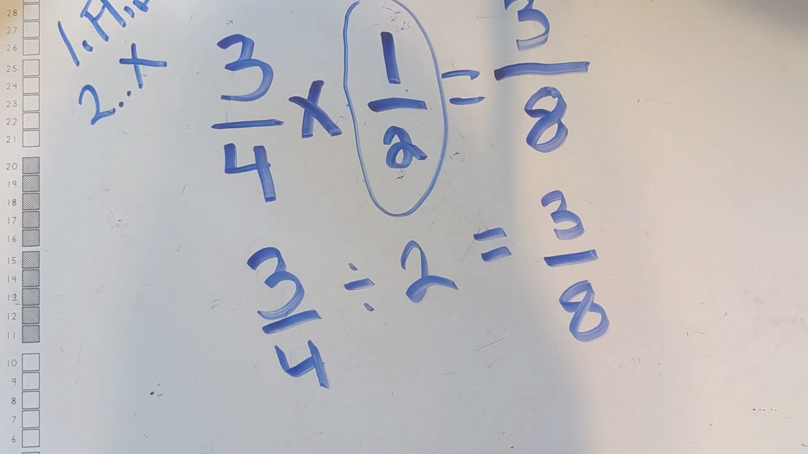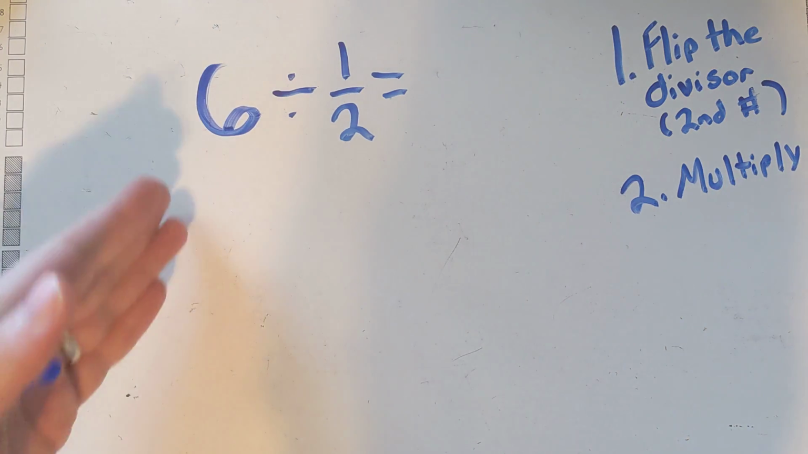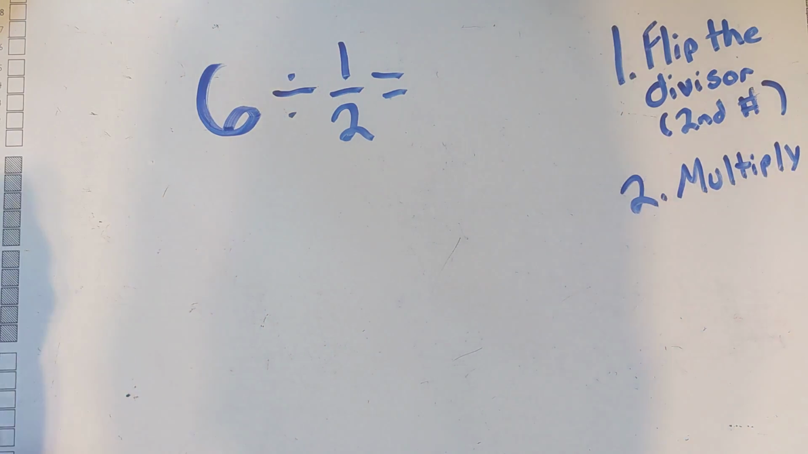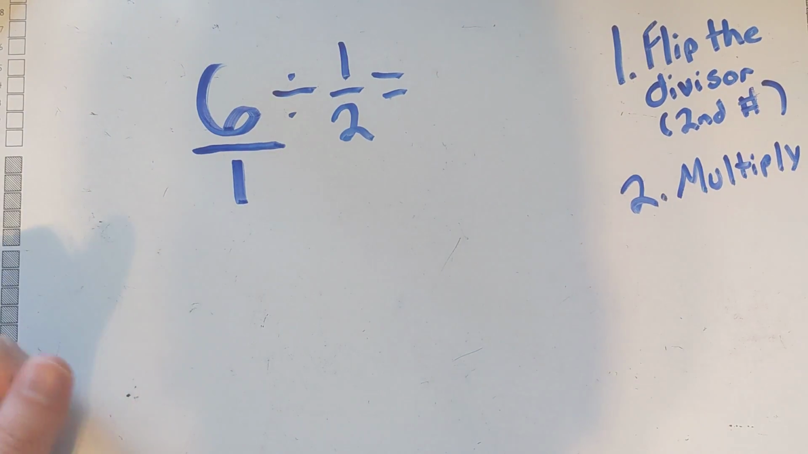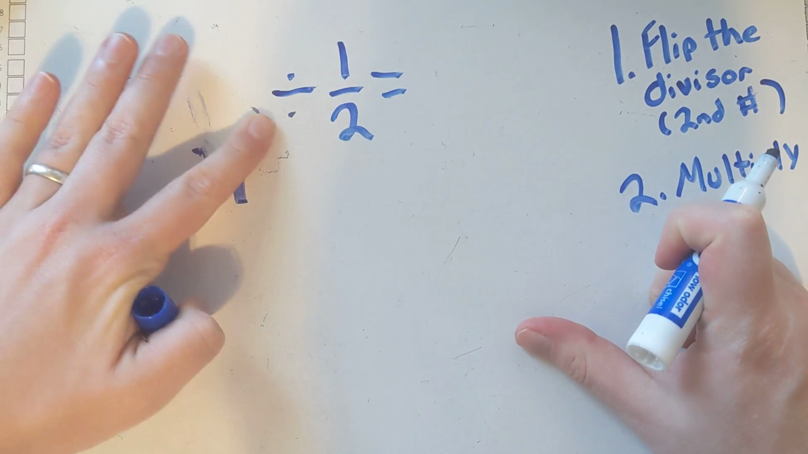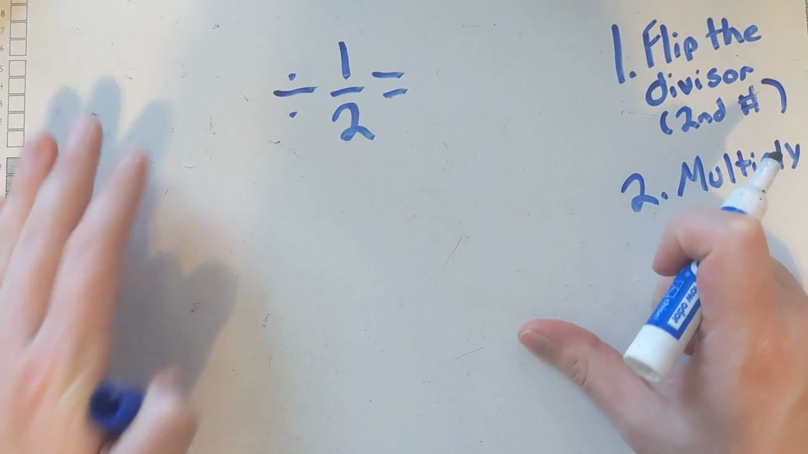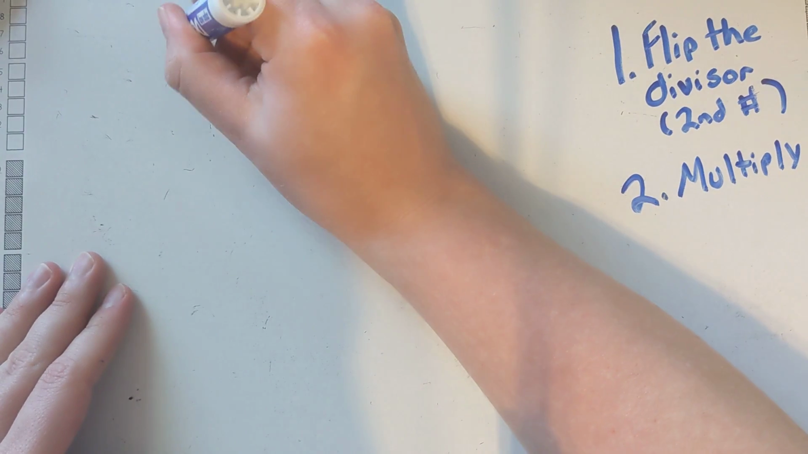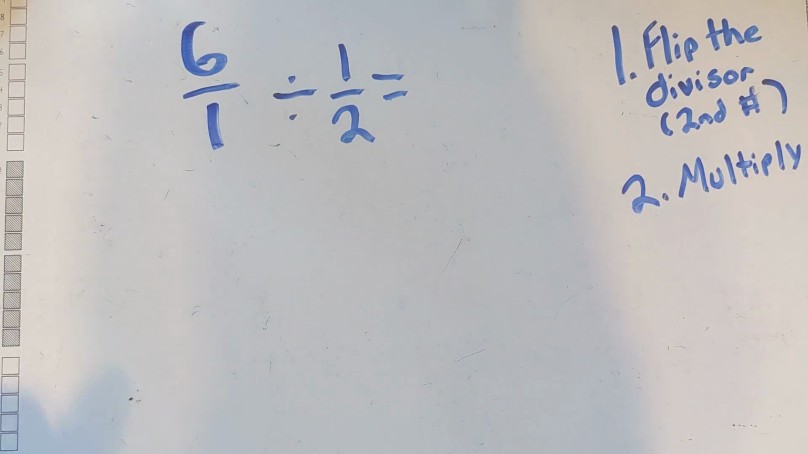Let's look at another one. Okay, so now I'm starting with a whole number and I'm dividing it by a fraction. So anytime we're working with this, we just turn our whole numbers into a fraction. And all we do is just put it over 1, okay? So I'm just gonna erase it, make it a little bit neater. Any whole number can be turned into a fraction by drawing a line and putting it over 1. Doesn't matter what whole number it is. 6 over 1, all right?